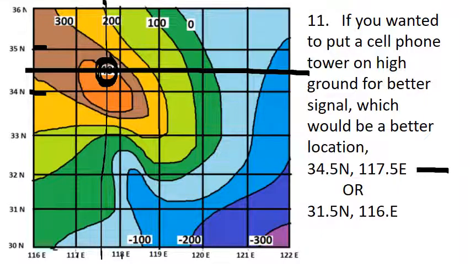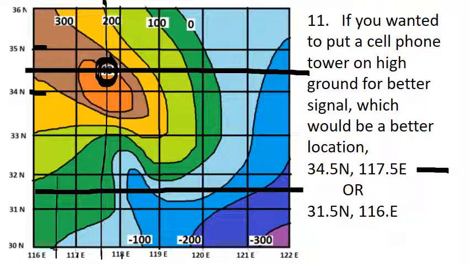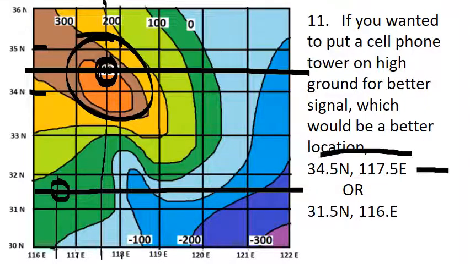A guy up there wants to sell me his land for a cell phone tower. But I got another customer that's going to sell me land here at 31.5 north along that line, or 116.5 east, right in there. So I got these two people that want to sell me a cell phone tower. I want the cell phone tower to be at high ground. You can see that the area up here is much higher ground. I'd be much better off buying that location for my cell phone tower. So that's going to be a better spot, and I can tell from the map because it's on higher ground.